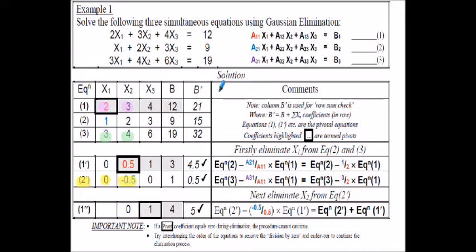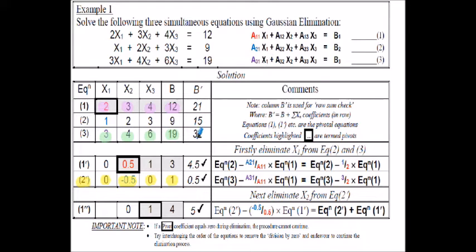For x3, the coefficient in equation 3 is 6, and we subtract from that 1.5 times the x3 coefficient in equation 1. So 6 take away 1.5 times 4 is basically 6 take away 6, so that's where we get a value of 0 here. For our B column, we've got now the constant of 19 in equation 3, and we're subtracting from that 1.5 times the constant B for equation 1. So 19 take away 1.5 times 12, that's 19 take away 18, gives us a value of 1.